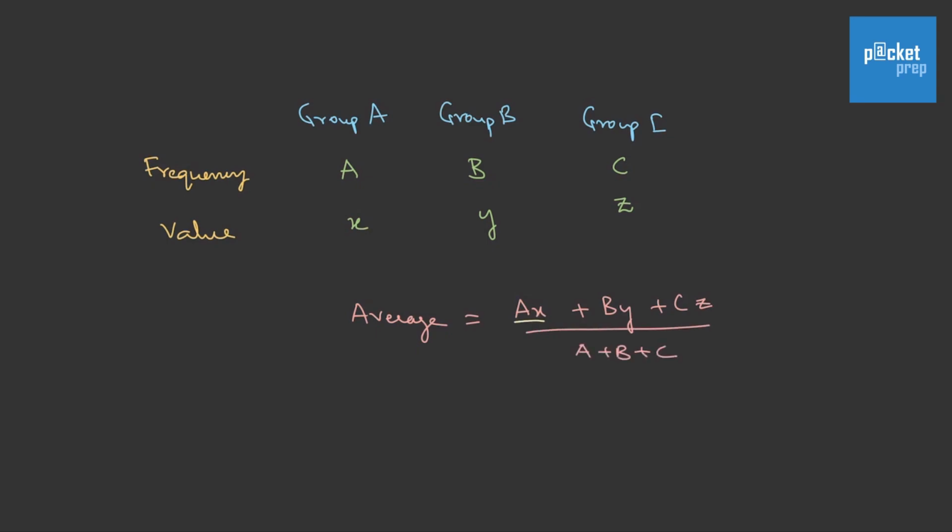The reason to do AX is A number of items have each one X value. So together the total value of this will be AX and the total value of this will be BY and total value of this will be CZ. Number of observations means this plus this plus this. That's why we are taking the denominator as A plus B plus C. I hope you are able to get this.